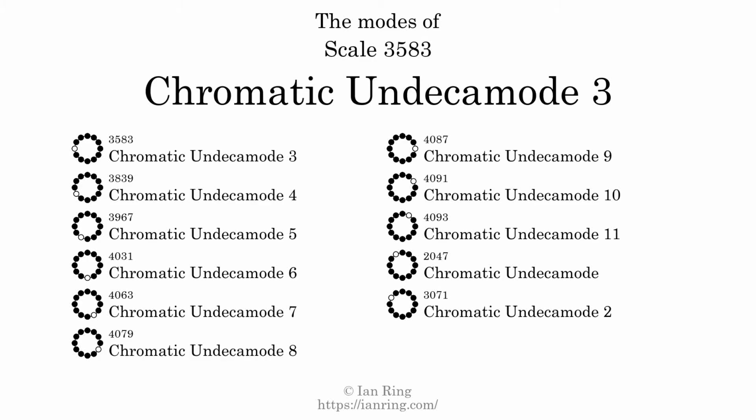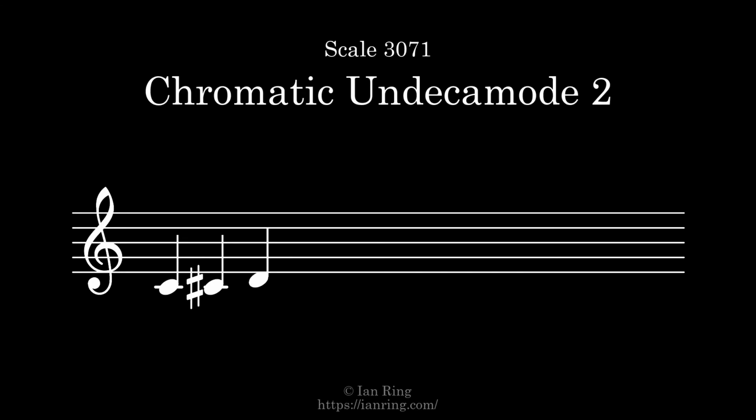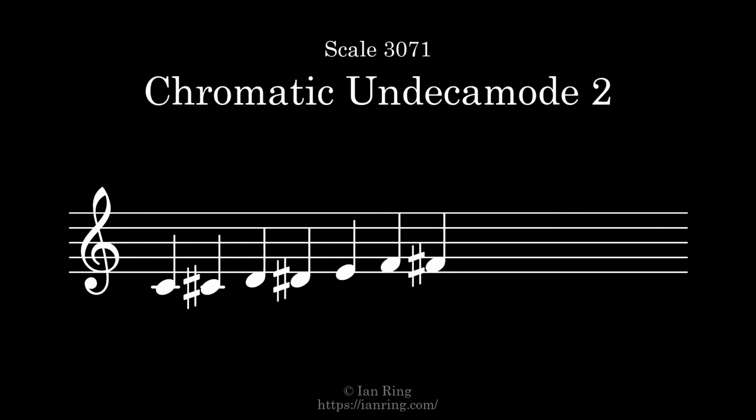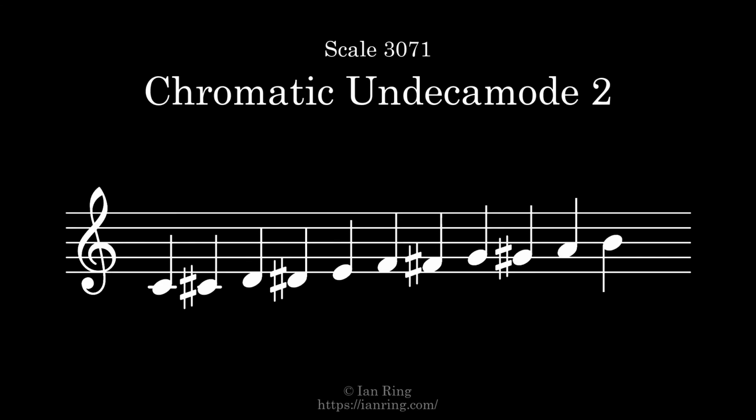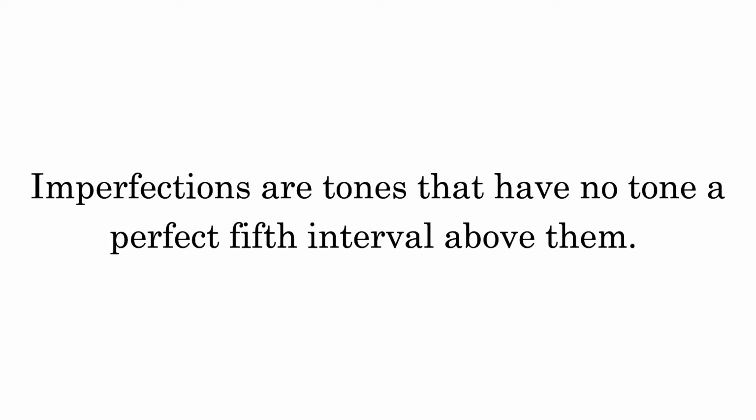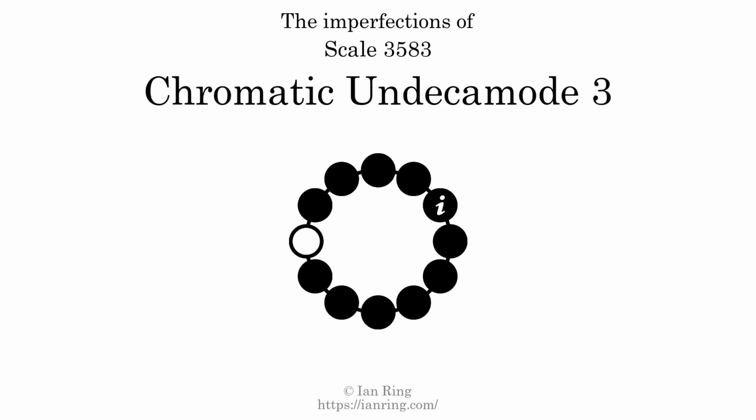The 11th and last mode is scale 3071, also known as Chromatic Undecamode 2. It sounds like this. Imperfections are tones that have no tone a perfect fifth interval above them. This scale has one imperfection.